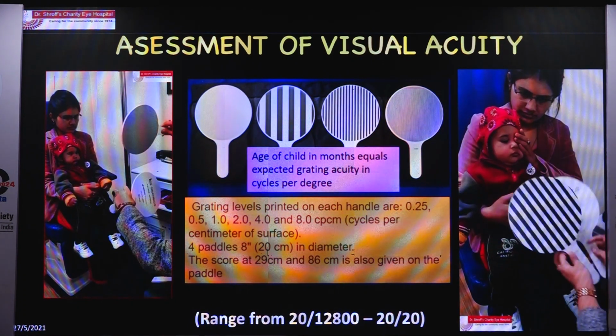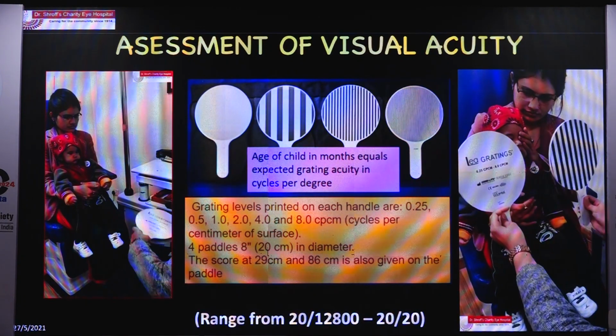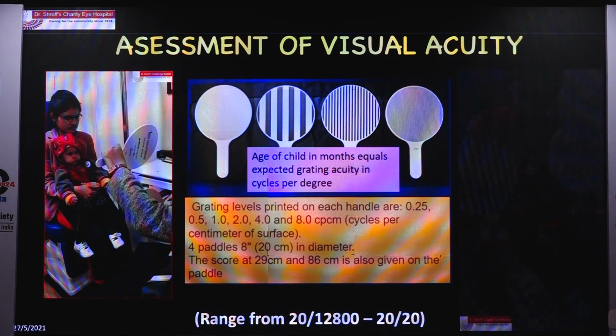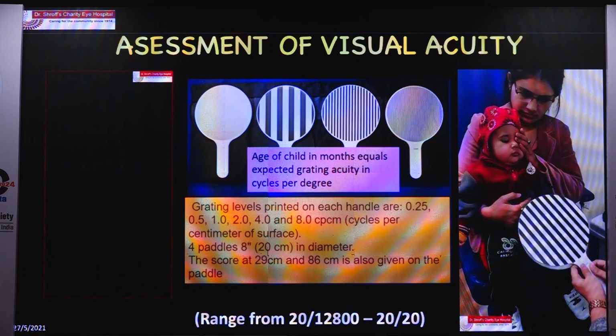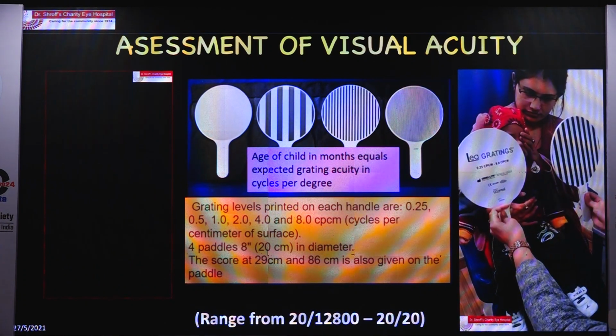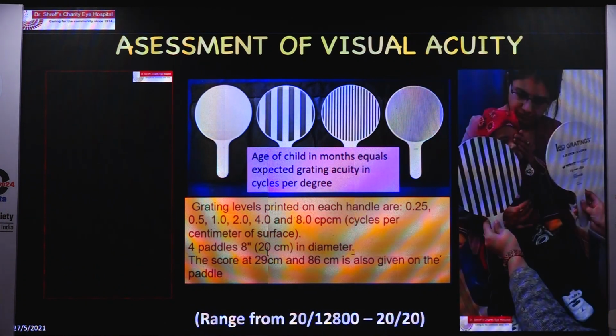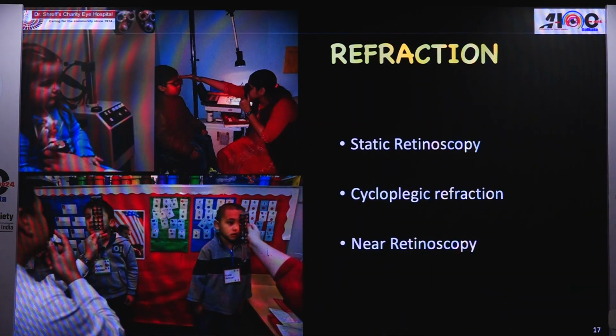This can be done both binocularly and then also monocularly. The age of the child in months equals the expected grating acuity in cycles per degree. The quantification is again given on these Lea paddles behind them. Refraction is very essential: do a static retinoscopy as in any child.